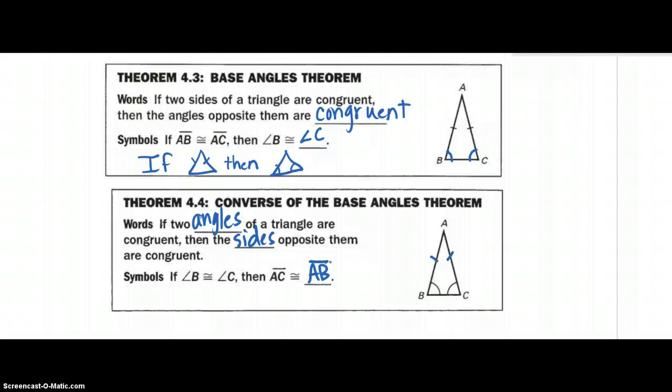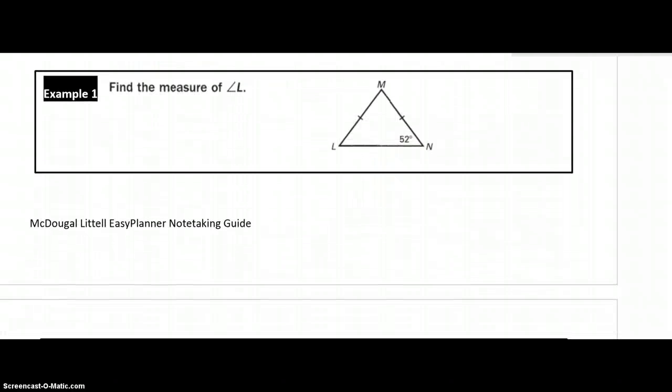So if we write that with symbols, again, we use the converse, we flip that. If the base angles are congruent, then the legs are congruent. Questions about that? Okay, so let's look at this in some examples.